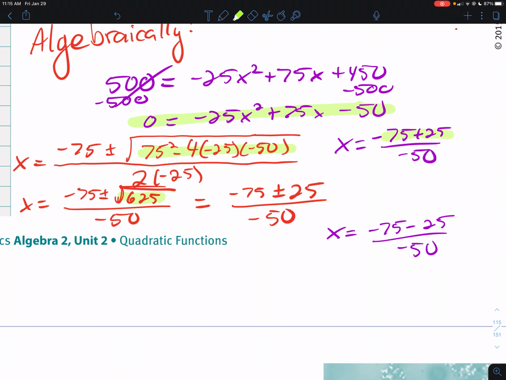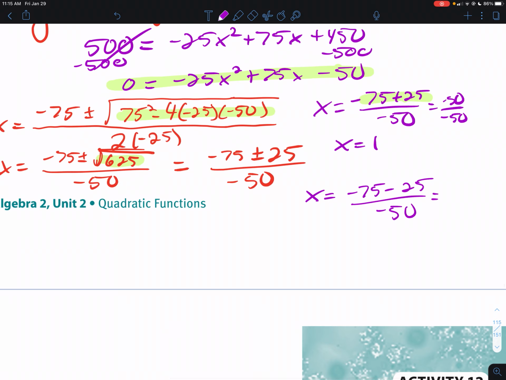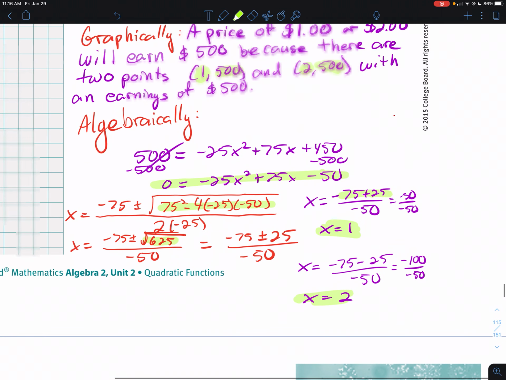So this becomes negative 50 over negative 50. So we get 1. Good. And then this becomes negative 100 over negative 50. So that's just going to be 2. And that's what we got. We got 1 and 2 when we looked at the graph.